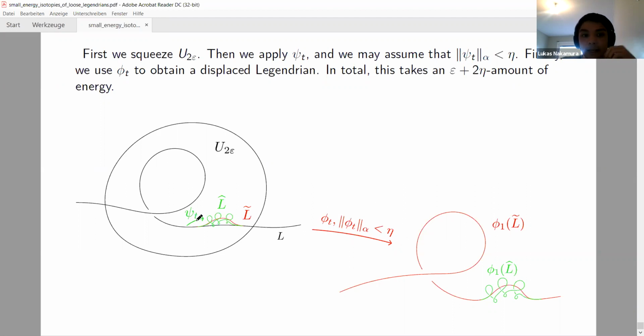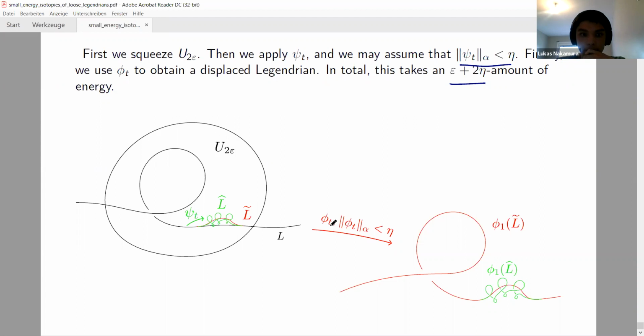And in total, so let's say this psi also has energy smaller than eta. So in total, if we concatenate all those three things, the squeezing, the psi, and the phi, we get epsilon plus 2 eta energy. And because eta was arbitrary, we can conclude that we can displace L using some epsilon amount of energy, or maybe epsilon plus a little bit, which can be arbitrarily small, and we conclude that the displacement energy of L is bounded by epsilon.